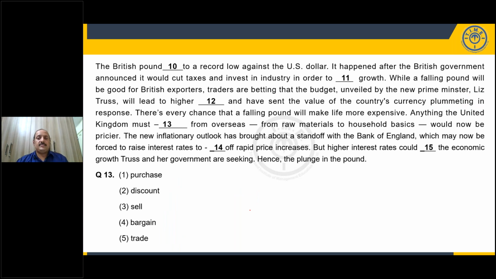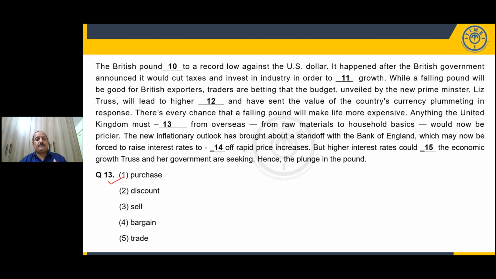So because the traders were worried that the budget will lead to inflation, they withdrew money, and due to that, the country's currency will fall. There's every chance that a falling pound will make life more expensive. Anything the UK must dash from overseas. So do you buy from overseas or do you sell? You sell to overseas, but you buy from overseas. So option number 1, purchase.